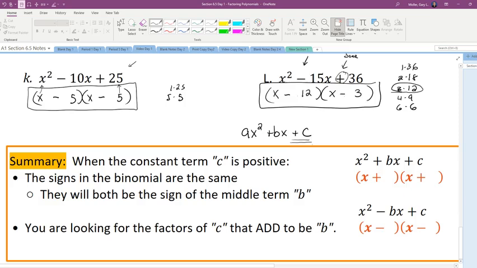Okay. The sign in the binomial is going to be the same. So it's either going to be plus plus or minus minus. But they'll both be whatever the middle sign is. So we look at b, and if it's a plus b, then we're going to have plus and plus. When it's a minus, we'll have minus and minus. Finally, when we have that positive c, that constant's positive, we also know that we're looking to add to get the b value, just like we did.